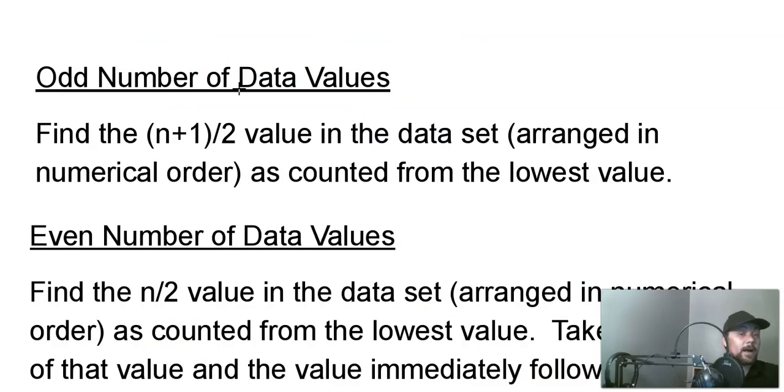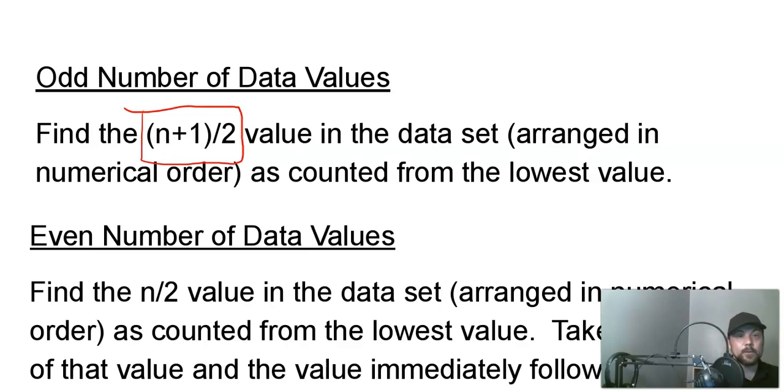So if you have an odd number of data values, you find the n plus 1 divided by 2 value in the data set. So you arrange it in numerical order, and then you count. This is the first data value. This is the second one. This is the third one. Keep going until you find the n plus 1 divided by 2 data value in your data set. And that will be the number exactly in the middle of your set of data.